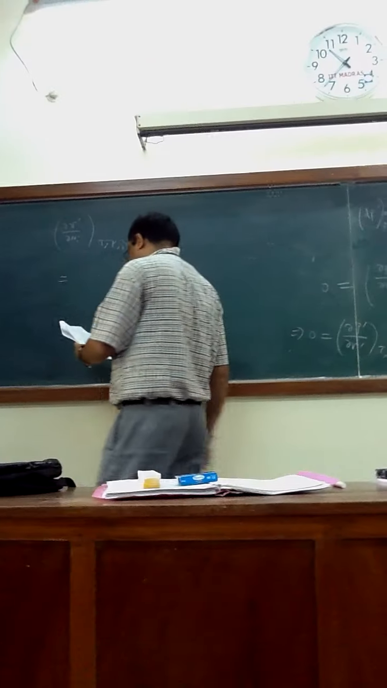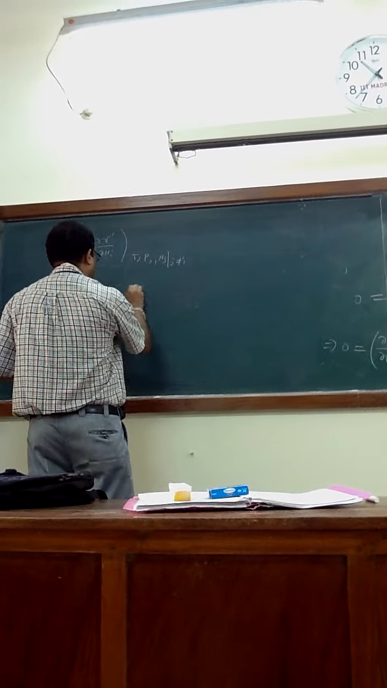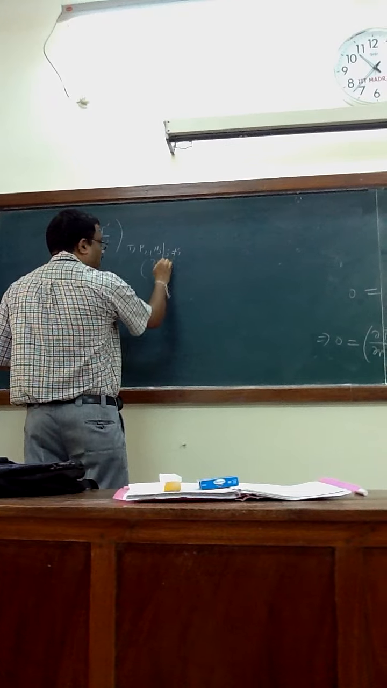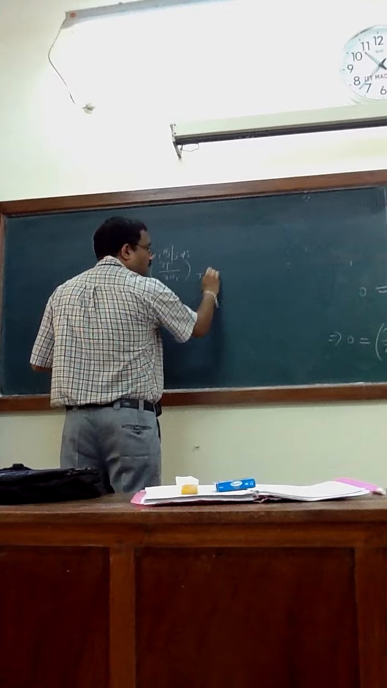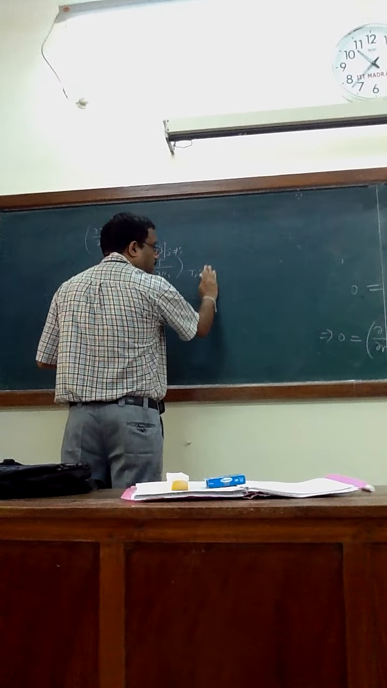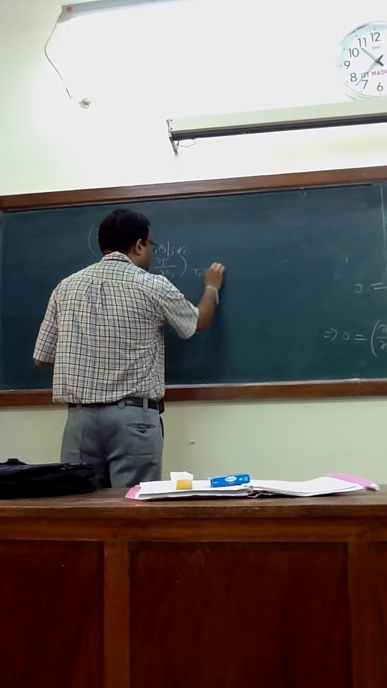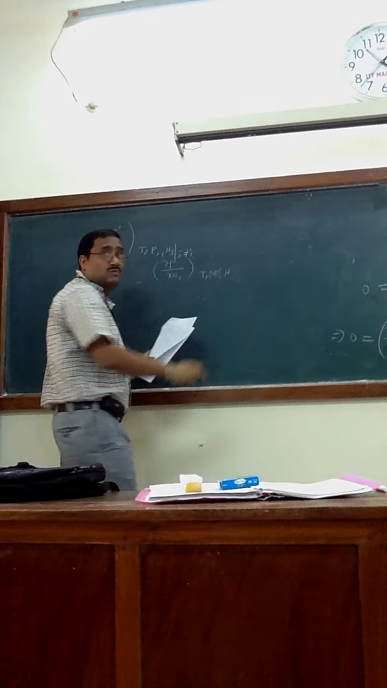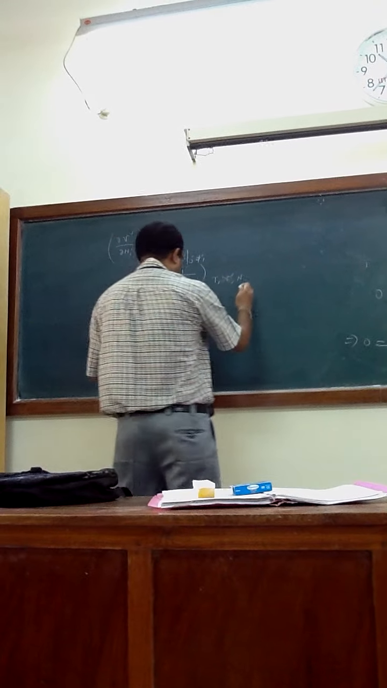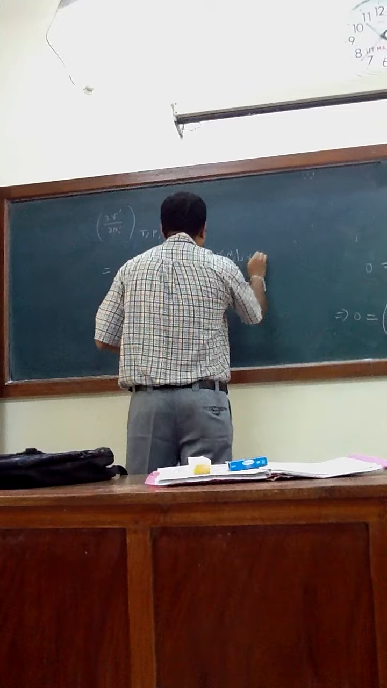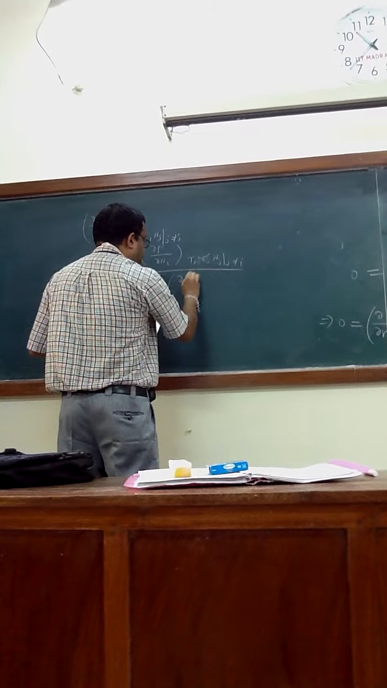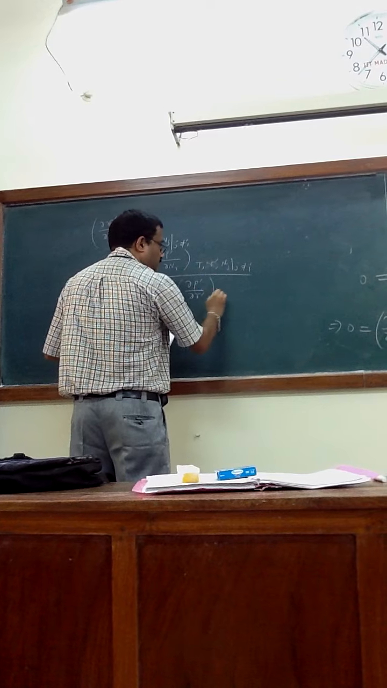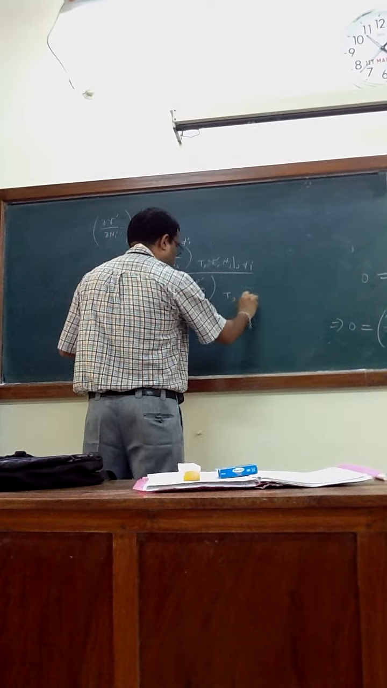Then what will you get? Minus ∂P'/∂ni at constant T, V', nj j not equals to i, divided by ∂P'/∂V' at constant T, nj.